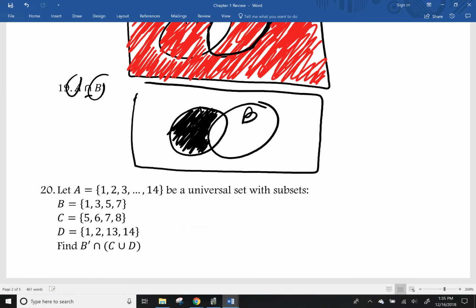So when I'm shading A intersect B prime, this is it. It's that portion right there. It's in A, so I've shaded everything in A and outside of B at the same time. That part is in A and it's outside of B at the same time. So that's kind of my way of thinking intersection. All right, moving on.